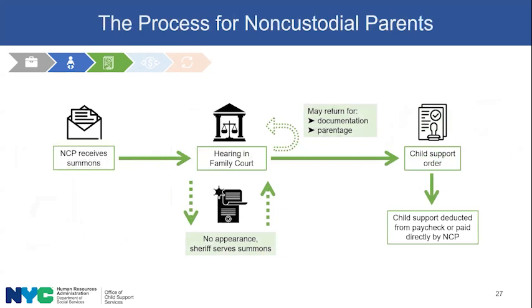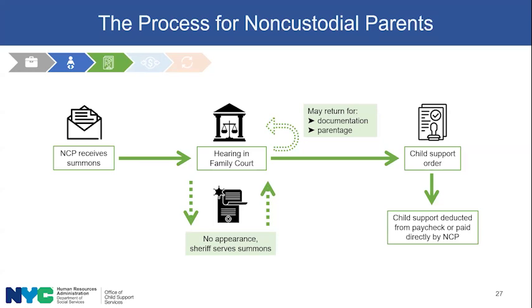Now, in terms of the NCP process, the NCP process begins with the NCP receiving a summons package in the mail. For cash assistance cases, the NCP is served the initial summons by mail. If the NCP does not appear, the sheriff serves a personal summons. For non-CA cases, the CP is responsible for serving the summons. Next, the NCP and CP attend the hearing in family court.